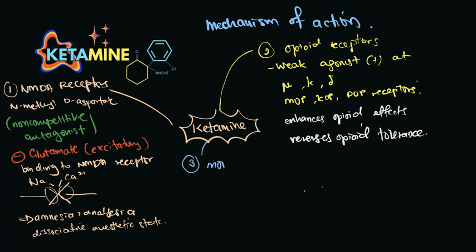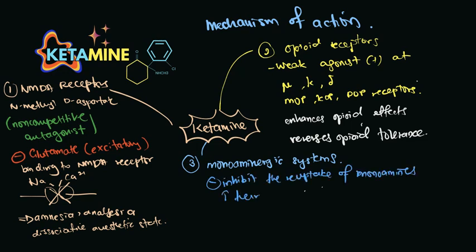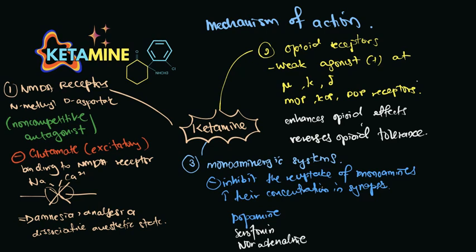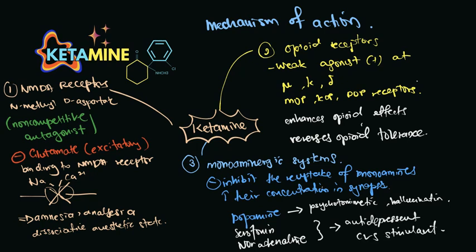Number three, ketamine also has some effects on monoaminergic systems. What it does is inhibit the reuptake of monoamines, so increasing their concentrations in synapses. This includes dopamine, serotonin, and noradrenaline. So when dopamine levels rise, you can see psychotomimetic effects as well as hallucinations. Meanwhile, the increased concentration of serotonin and noradrenaline causes its antidepressant effects on the patient as well as a CVS stimulant effect, increasing blood pressure, heart rate, as well as MAP.